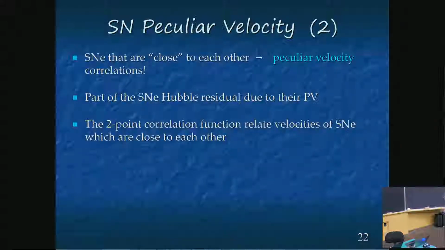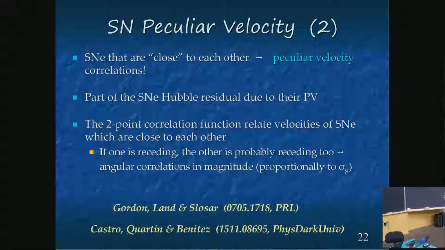And so basically, if you have a receding supernova here, which has a peculiar velocity going away, a neighboring one has an excess probability of also receding. It's just excess probabilities, right? And this excess probability is proportional to your sigma 8 and also to your gamma. This was originally proposed in a PRL paper by Gordon, Land, and Slosar, and we developed it further a couple of years ago.